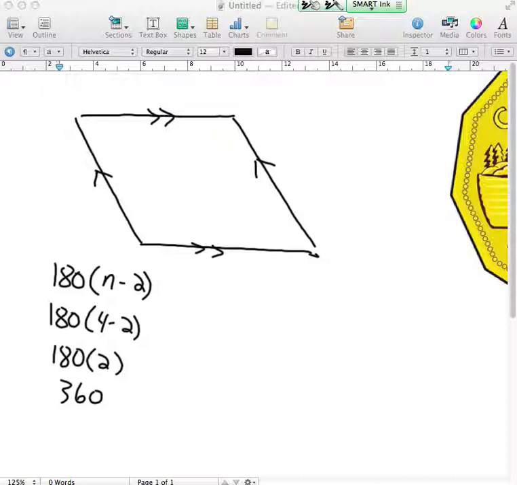So now, what they're saying is we don't know what these angles are, but we know that this angle here is going to be B. This one here is going to be C, 5A, and 4A.